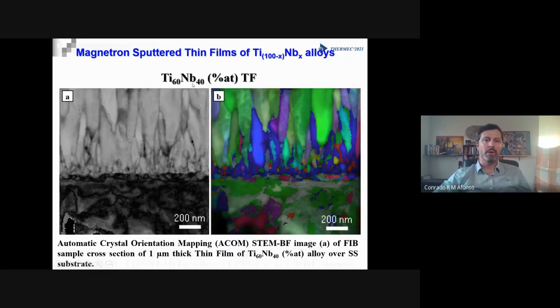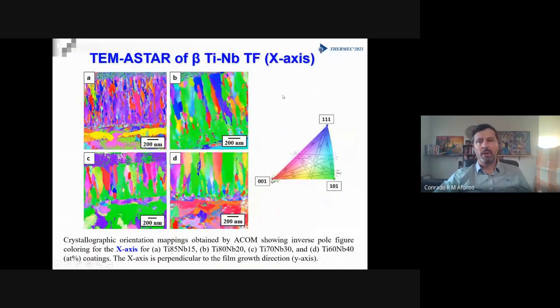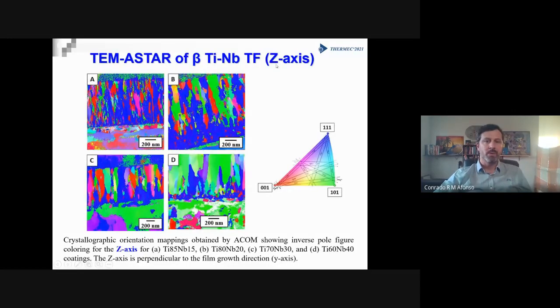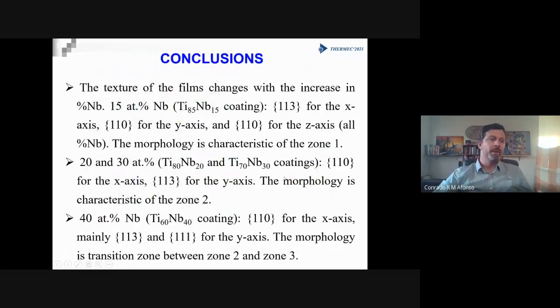And finally, here for the titanium niobium 40 atomic percent, we have as well the beta grains, which have the shape of an elongated beta grain for those thin films. And here, regarding texture, we have the projection of 4 alloys in the x-axis. So we can see here that we have some texture for the higher niobium alloys, and in the y-axis and z-axis, showing that depending on the composition, we have different types of textures. So here, I leave you the conclusions of this work.